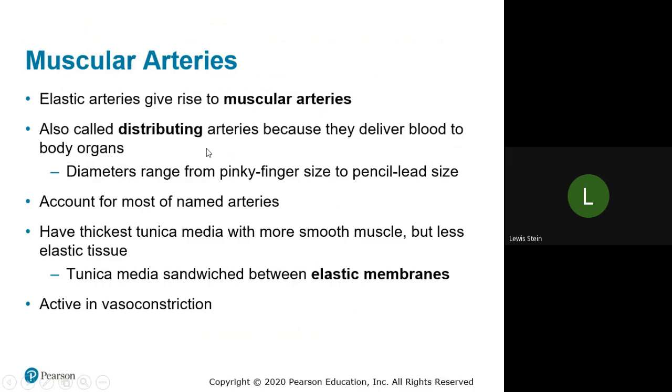Distributing or muscular arteries are most of the named arteries. The conducting arteries are things like the aorta, the carotid arteries, the subclavian arteries, the pulmonary artery. They're big arteries. All the other ones that have names are muscular or distributing arteries. From the largest, about the size of your pinky, to about the size of a pencil lead. The tunica media, with more smooth muscle, lacks elasticity. Certainly there is elastic tissue there. They do redirect blood flow.